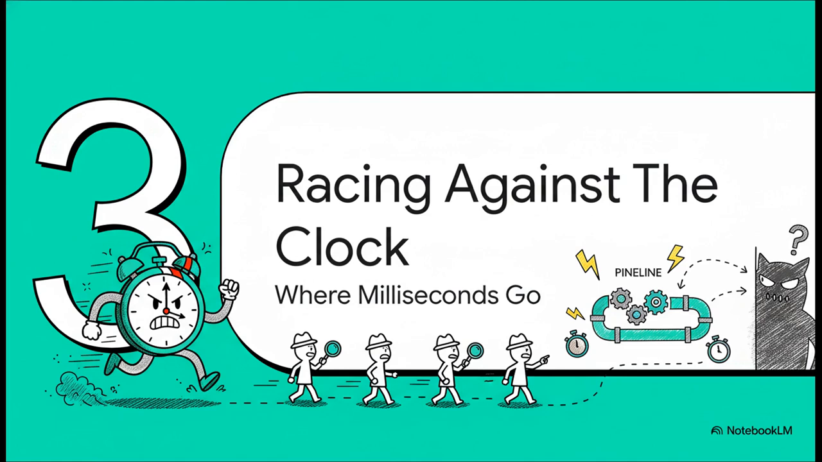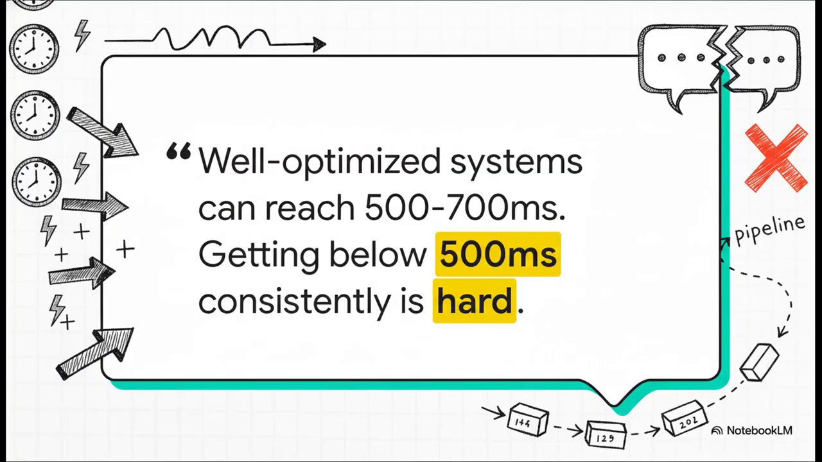Okay, so we get the process now, right? We know the steps in the relay race. So let's put on our detective hats and go hunt for our villain, latency. Where exactly is it hiding in this pipeline and eating up all those precious milliseconds? Here's the really crucial point. Latency is cumulative. It all adds up. So even with a really well-optimized system, hitting that natural sub-300 millisecond conversational window is incredibly difficult. A tiny delay here, a tiny delay there, and suddenly you've got a noticeable conversation-killing pause.